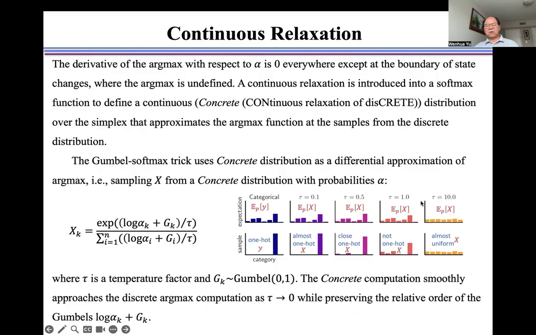When tau approaches 0, the concrete distribution is close to the one-hot distribution. And this is an approximation of the concrete distribution close to the categorical distribution.